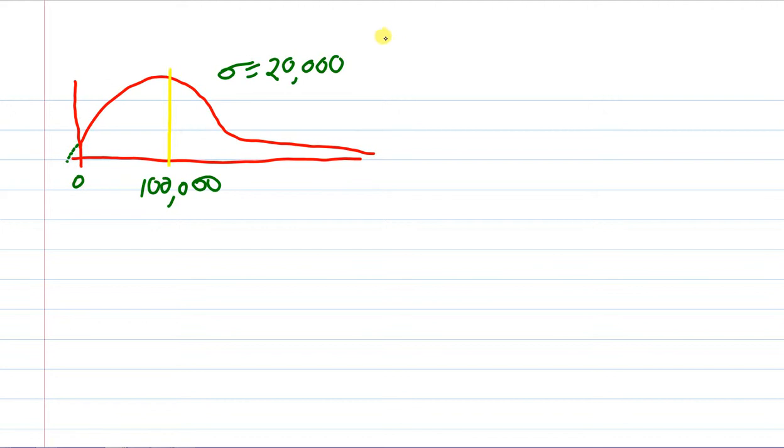Suppose what we're going to do is we're going to take a sample of 100 people's incomes, and we're going to calculate the average income of the sample. Question is, what's the shape of this distribution of averages going to be, and how close do we think the average is going to be to the truth?